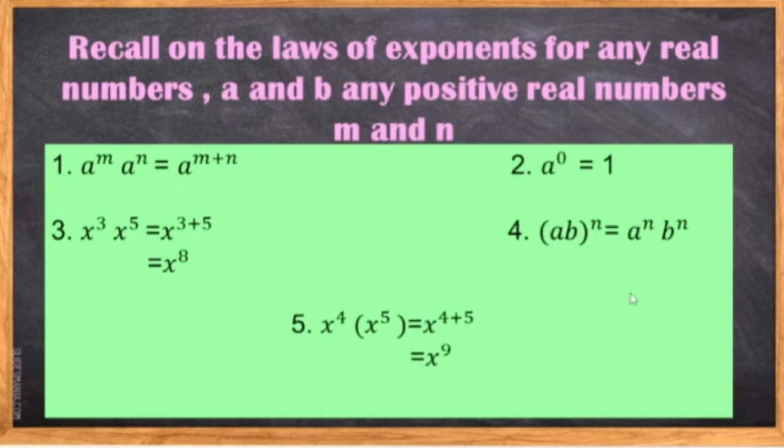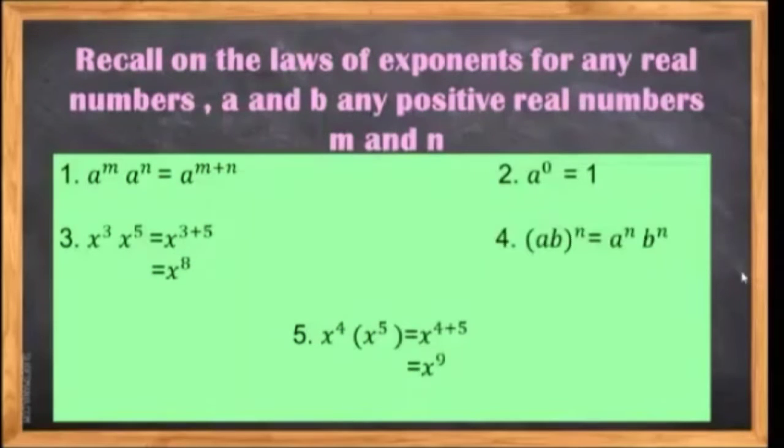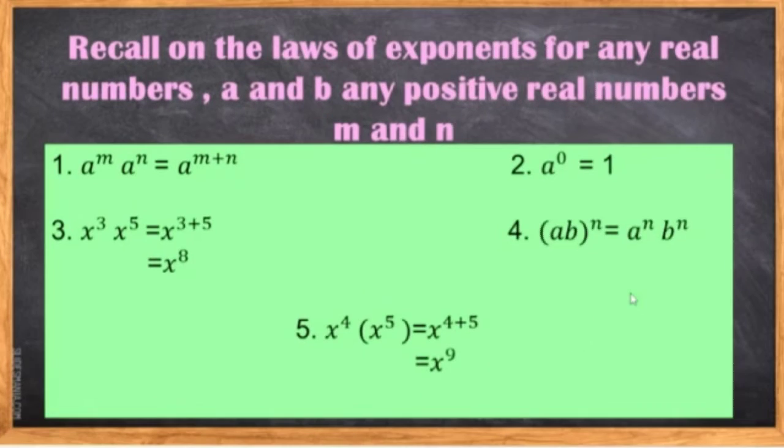Fifth example, x raised to 4 times x raised to 5 is equal to x raised to 4 plus 5, then the final answer is x raised to 9. Since the base is the same, which is x, we just need to copy x, then add exponent. Okay, class, are you still following? Did you get it? Okay, great. It seems that all of you are listening.